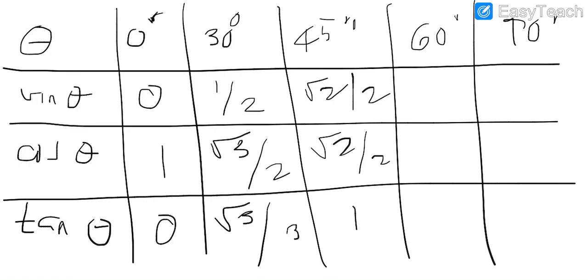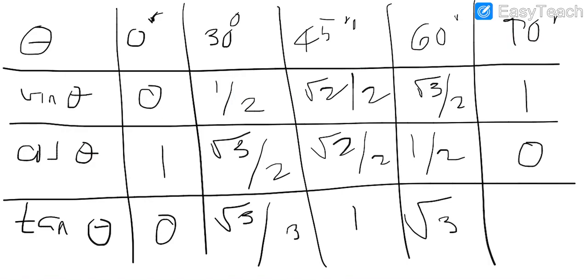Sine of 60 degrees, that's square root of 3 over 2. Cosine of 60 degrees, that is 1/2. And tangent of 60 degrees, that's square root of 3. Now, sine of 90 degrees, it's 1. Cosine of 90 degrees, that's 0. Tangent of 90 degrees, that is undefined.